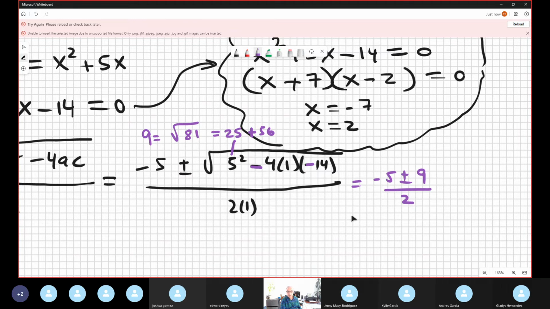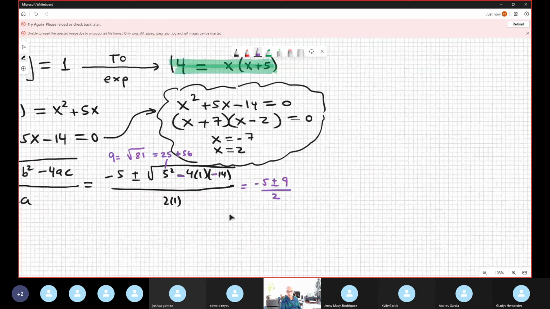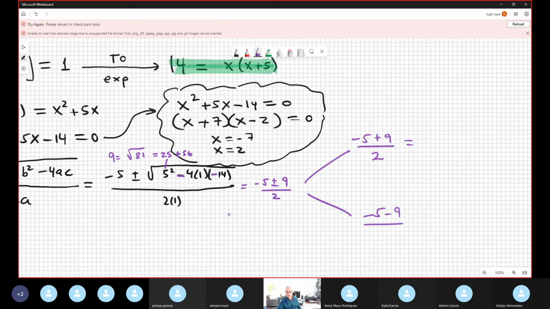That's all we did, split in 2 parts. Minus 5 plus 9 over 2, and minus 5 minus 9 divided by 2. Okay, 9 minus 5 is 4, divided by 2 is 2. Oh, look at this answer. It's exactly the same. And this is negative 14 divided by 2, which is negative 7.